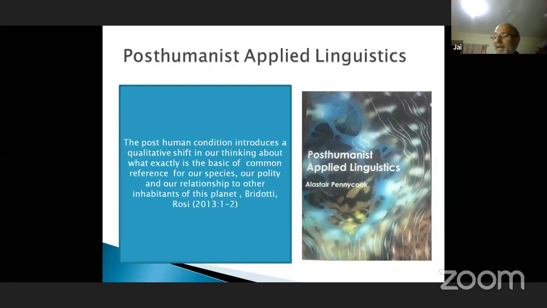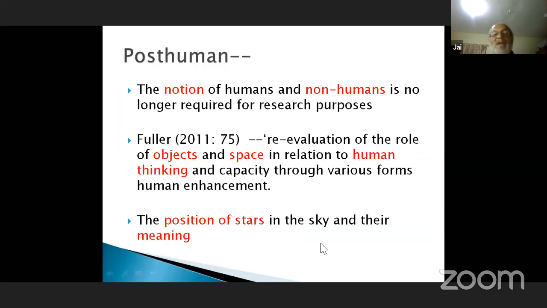So this is what we have to go beyond the humans and see. And once we go beyond the humans, then we can talk about human rights. We can see the violation, we can stop the violence against rights also. Therefore, the notion of humans and non-humans is no longer required for research purposes. This is what the post-human people say. And if you read Pennycook's works, this book is wonderful. You can see the examples from religion, from space, from plants, from different areas, how they are treated, and how the polity has to treat them.